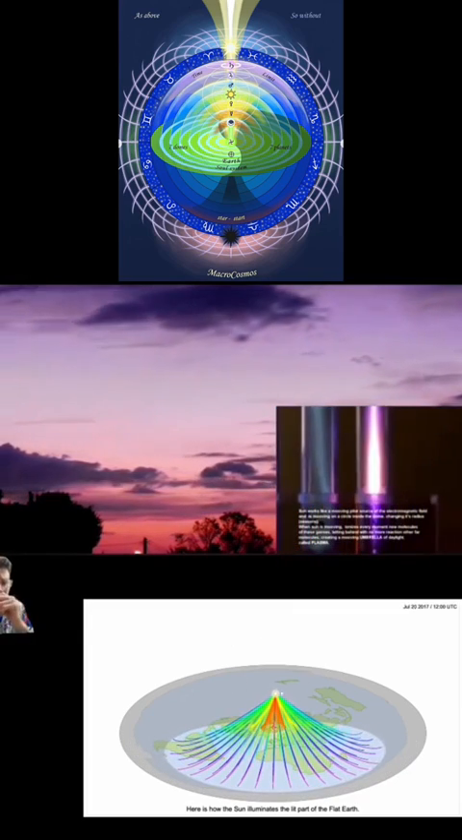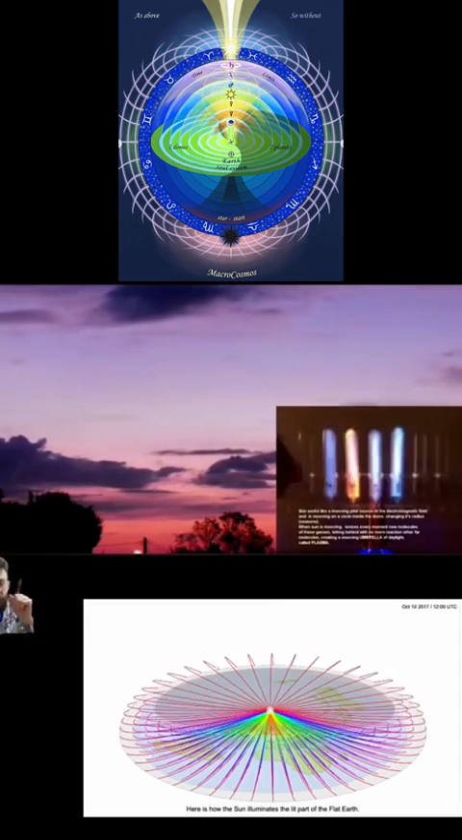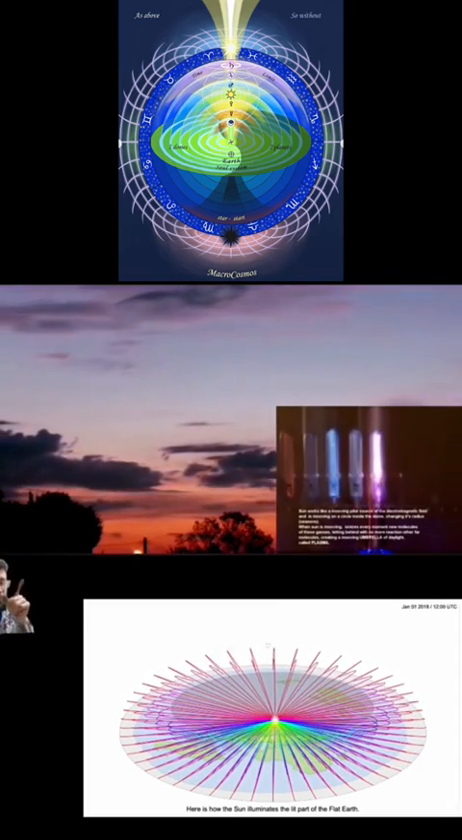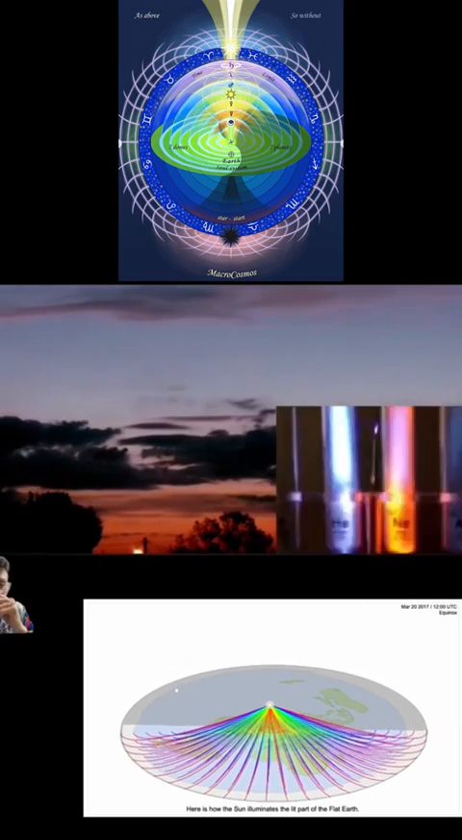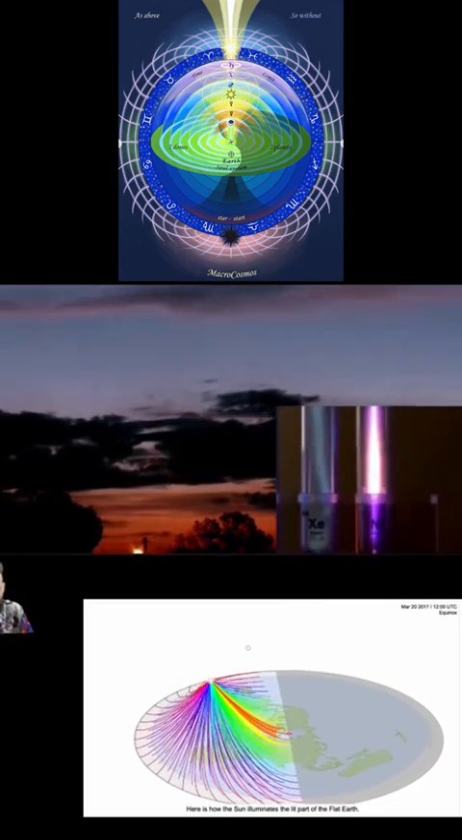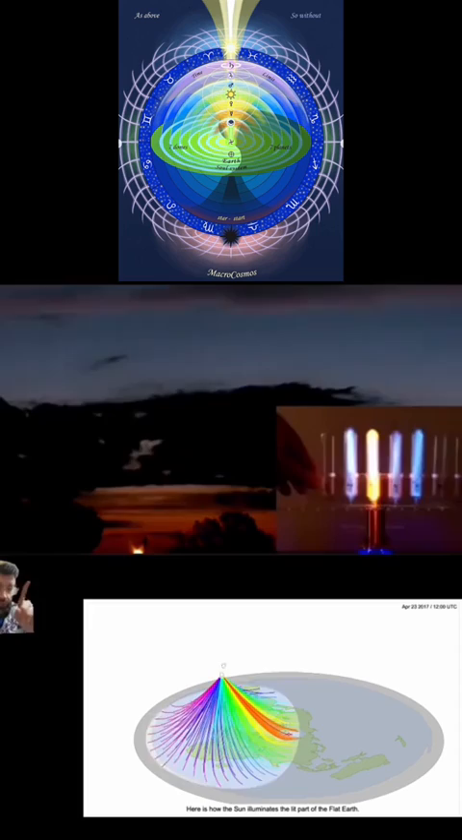We see all of these colors in the sky because the sun is interacting with the gases in the atmosphere and the ionosphere. This is what we see because of the interaction, the chemical reaction from the sun reacting with it. That's what we see, these colors.